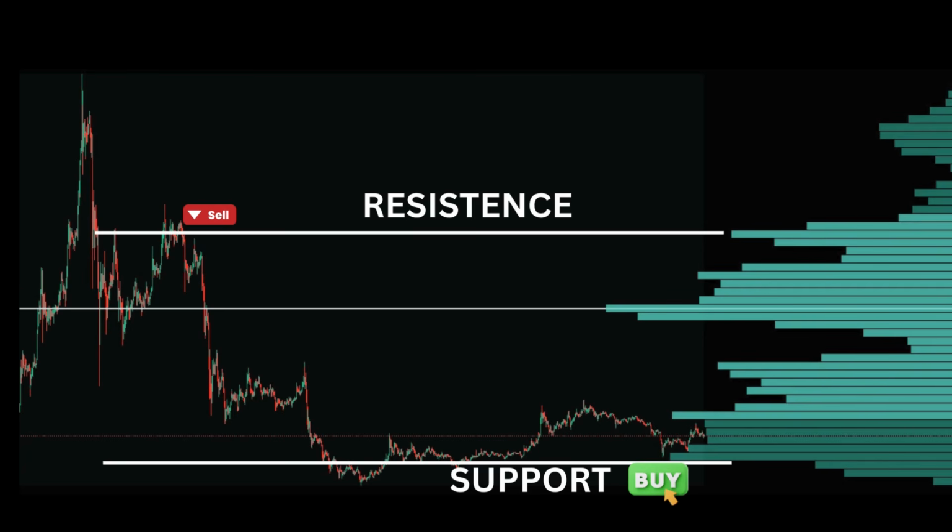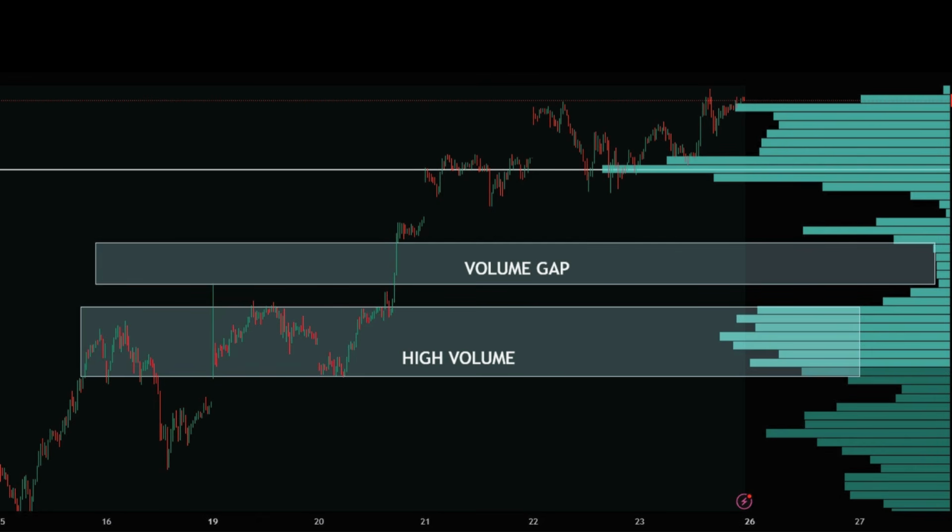In contrast to volume shelves, volume gaps are areas on the volume profile with minimal trading activity. Volume gaps are regions where the volume histogram shows little to no activity, indicating a lack of interest from market participants at those price levels. Prices tend to move swiftly through these gaps due to the absence of significant support or resistance. This can lead to rapid price movements until the next volume shelf is encountered.